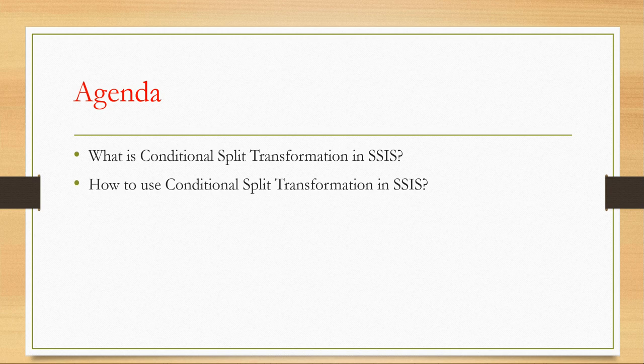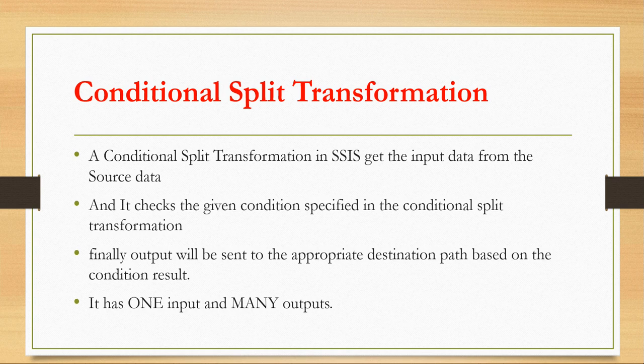Today's agenda: what is conditional split transformation in SSIS, and how to use it. The conditional split transformation in SSIS gets the input data from the source data and checks the given condition specified in the transformation. Finally, output will be sent to the appropriate destination path based on the condition result. It has one input and many outputs.